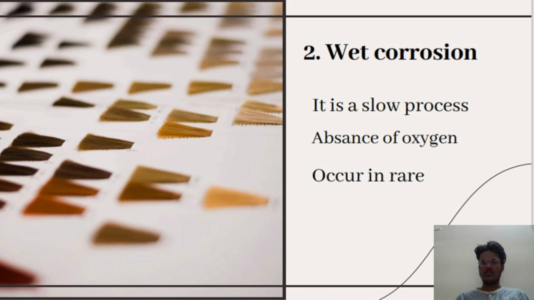Second one is wet corrosion. This is completely opposite to dry corrosion. It is a slow process and it takes place in the absence of oxygen. The occurrence of wet corrosion is very rare when compared to dry corrosion.